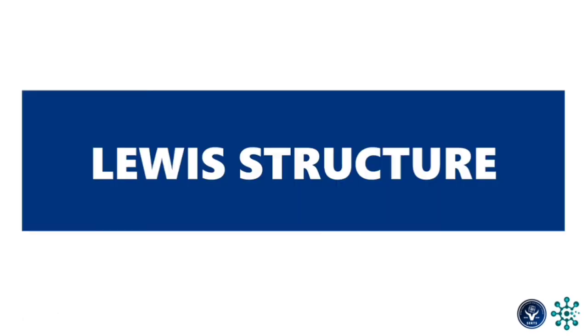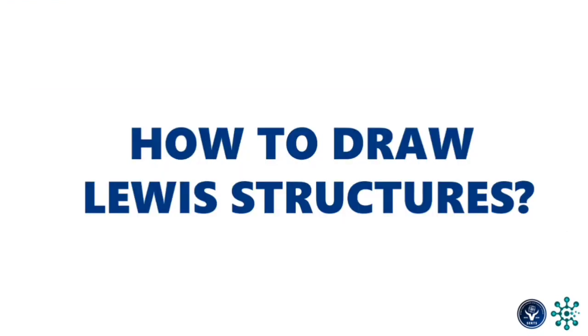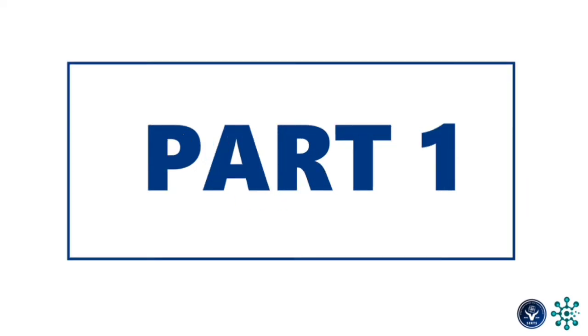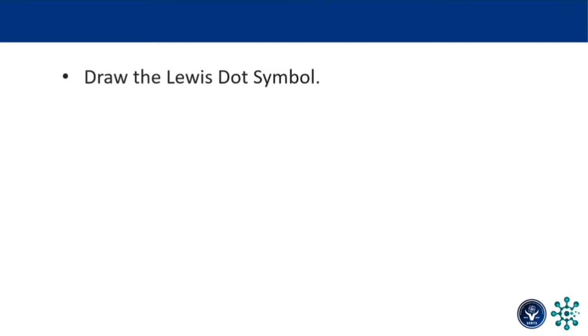Now let's proceed to Lewis structures. How do we draw Lewis structures? We have 2 strategies. This is part 1, method 1. First is to draw the Lewis dot symbol of the individual elements.